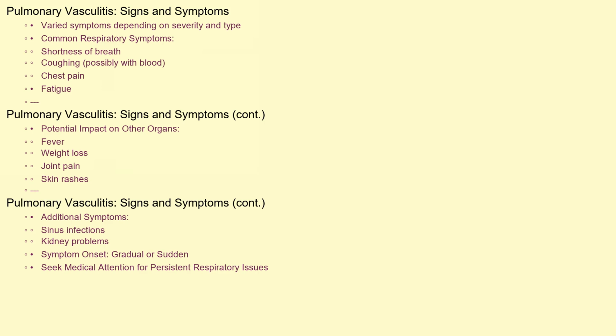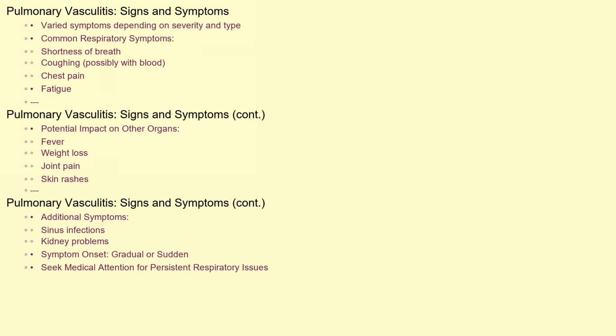The signs and symptoms of pulmonary vasculitis can vary depending on the severity and specific type of vasculitis. Common symptoms include shortness of breath, coughing, sometimes with blood, chest pain, and fatigue. Because the inflammation can impact the kidneys or other organs, patients might also experience fever, weight loss, joint pain, skin rashes, sinus infections, or kidney problems. The symptoms can develop gradually or appear suddenly, making it vital to seek medical attention if you experience any persistent or concerning respiratory issues.